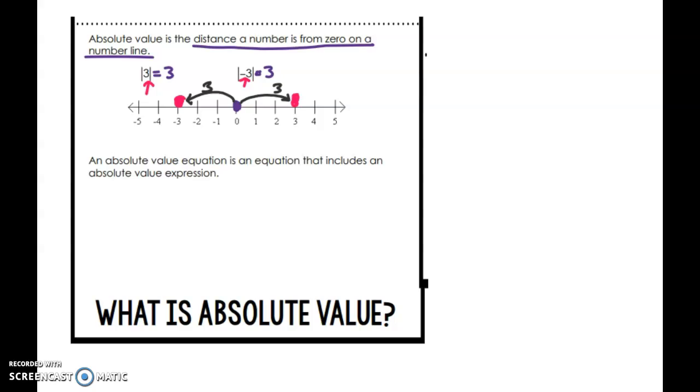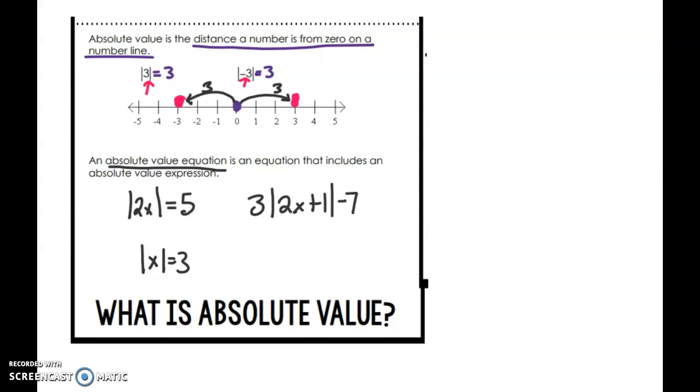Now, an absolute value equation is an equation that includes an absolute value expression. What they mean by that is there has to be an absolute value and it's equal to something else. So it could be like that. It could be super simple like this. We're just going to write down some examples. We're not actually going to solve anything. We're just learning how to recognize and say, hey, that's an absolute value equation.